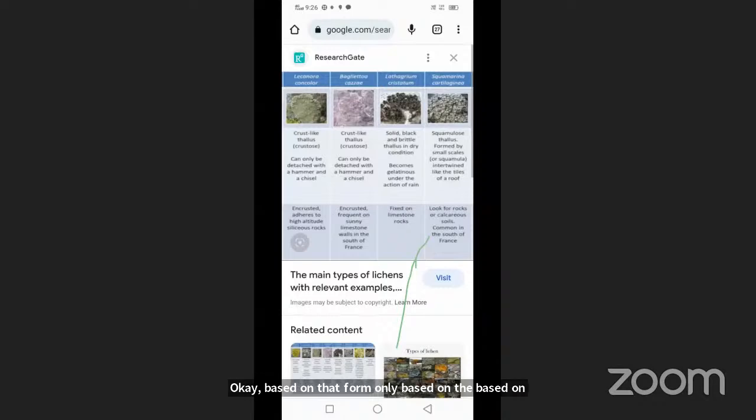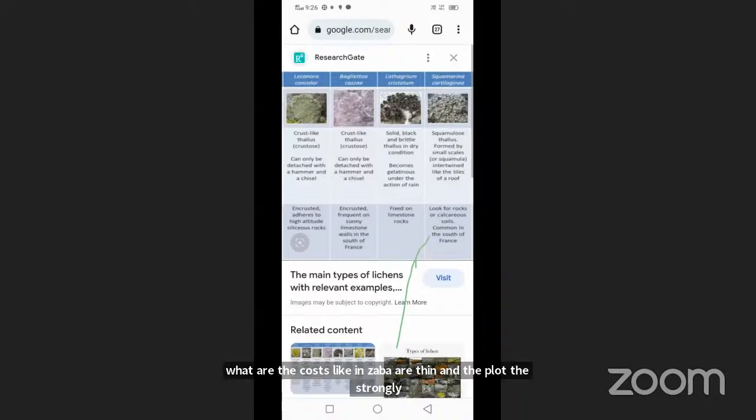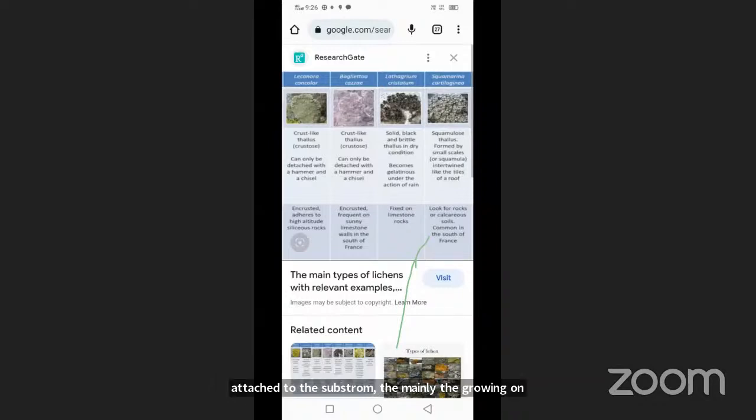Based on the morphological characters, there are three types of lichens: crustose lichens, foliose lichens, and fruticose lichens. What are the crustose lichens? These are thin and flat, strongly attached to the substratum. They mainly grow on the bark of trees, on the ground, and on the surface of rocks. Mainly they grow on the surface of rocks.